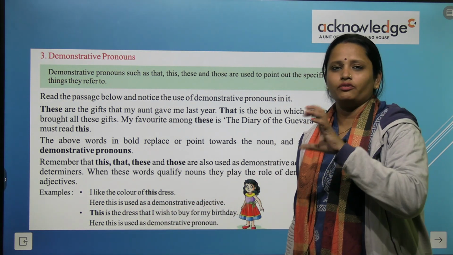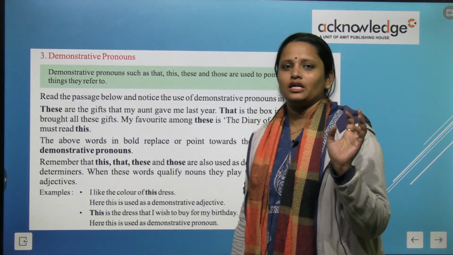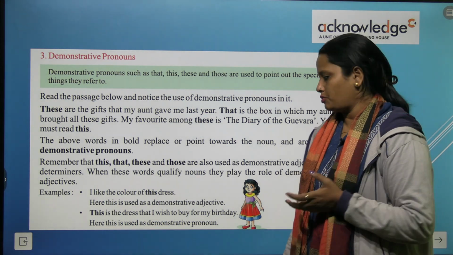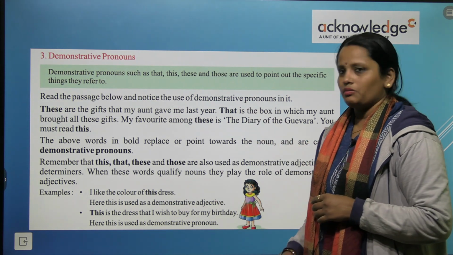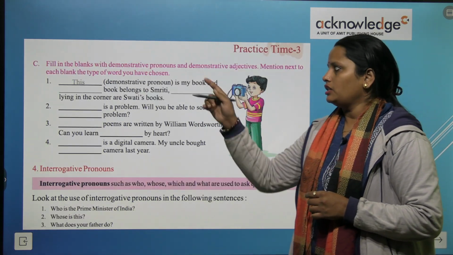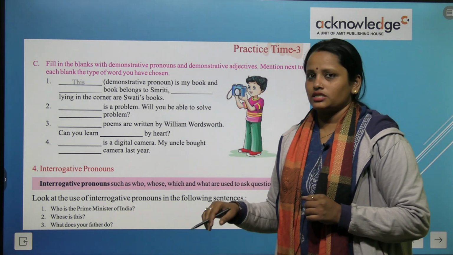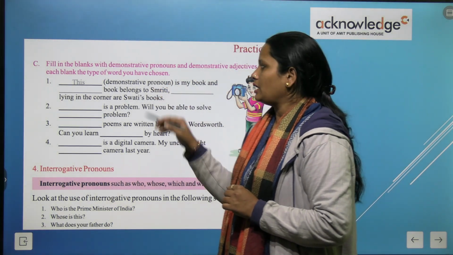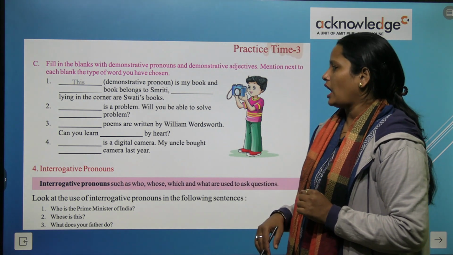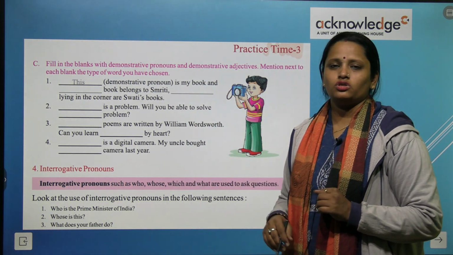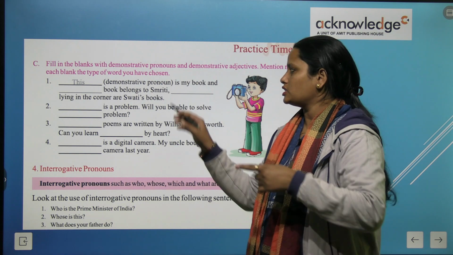dress और this में कितना डिफरेंस है, बहुत दूरी है. So यहाँ पे this के just बाद dress नहीं आया है, इसका मतलब ये demonstrative pronoun है जो demonstrate कर रहा है कि this is the dress, यही वो dress है जो मैंने अपने बर्थडे के लिए खरीदी थी. Now fill in the blanks with demonstrative pronouns and demonstrative adjectives. Mention next to each blank the type of the word you have chosen. So this is my book and that book belongs to Smriti. So ये मेरी बुक है this, and that book, वो बुक जो है स्मृति की.